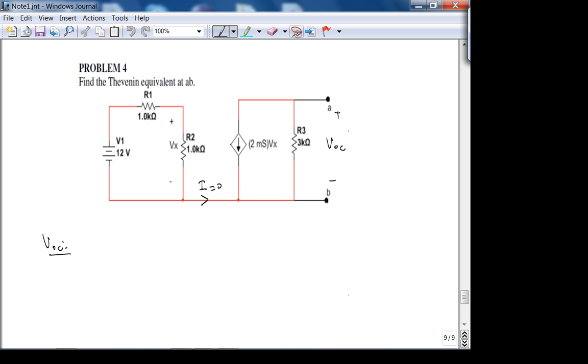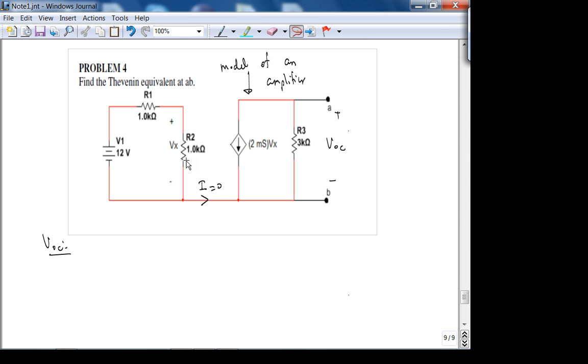By KCL, the current which flows here has to come back, right? So if there's a non-zero current that flows here, it can't come back on the same wire. So in other words, because these two nodes are not connected, these two circuits are isolated. This is actually a model of an amplifier. You'll see this later in your other courses. But anyway, it means these two circuits are isolated from each other.